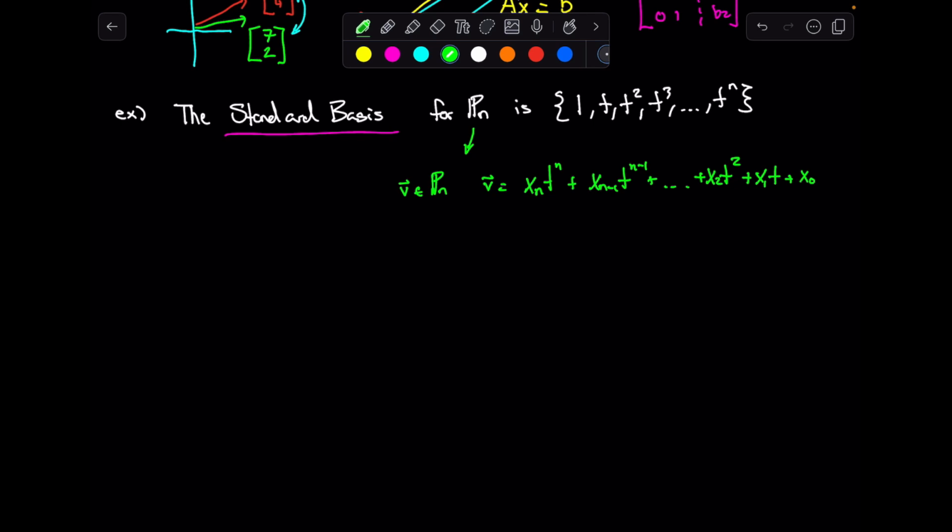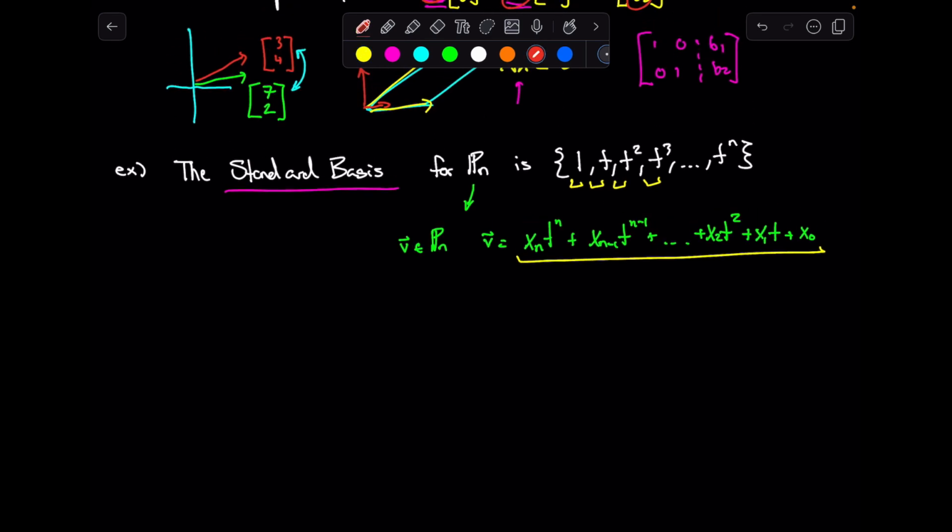And the idea being that we cannot create every single polynomial in this space unless we have one piece coming from each of these items, right? We cannot do it, okay? And so that's the standard basis for P sub n. So that's not too bad. One other thing you may notice, if you're a very astute observer, is how many vectors are in here?